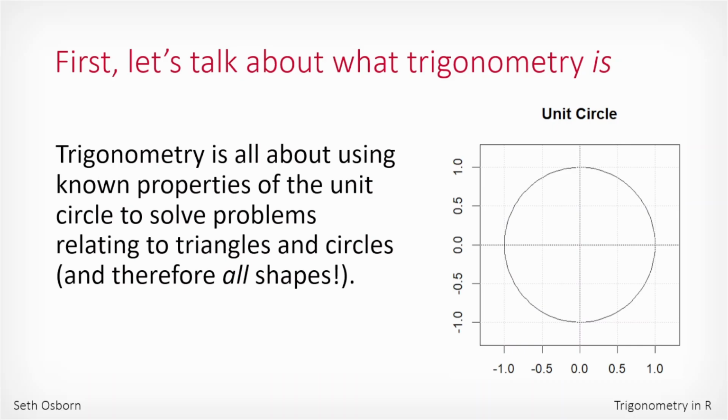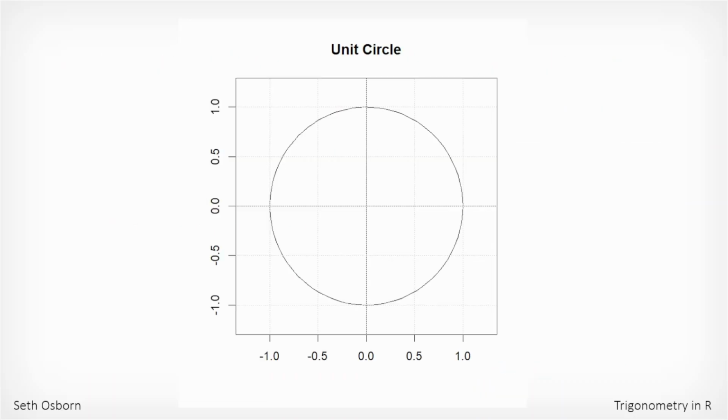I'd argue trigonometry is all about how to use known properties of the unit circle to solve problems relating to triangles and circles. This is the unit circle. Notice that its center is the origin of a Cartesian plane or whatever you want to call it. The radius is 1. So the distance from the center of the circle to the perimeter is 1.